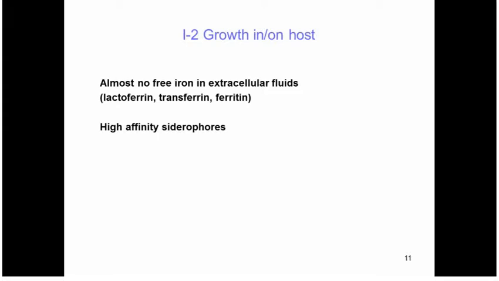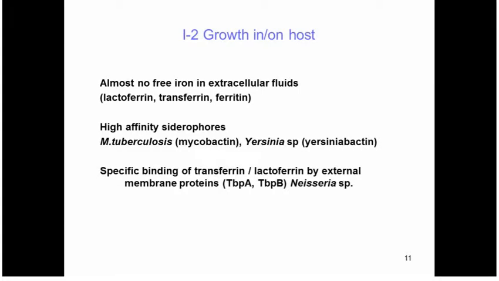Some bacteria express very high affinity siderophores that are able to scavenge the very small amounts of free iron that exist. So that's used by Mycobacterium tuberculosis and Yersinia species. Other bacteria think, well, there's a whole bunch of iron floating around in the body, but it's just bound up with these proteins. So if I've got a receptor for some of these proteins, I'll just bind the iron transporting protein, internalize it, eat up the protein, and extract the iron. So pathogenic Neisseria use this mechanism.